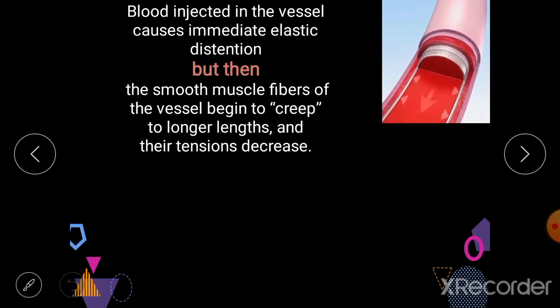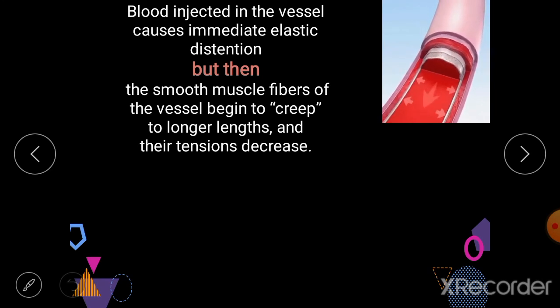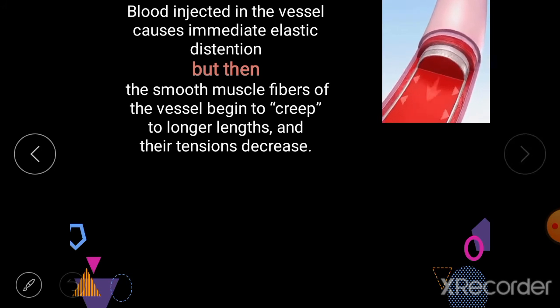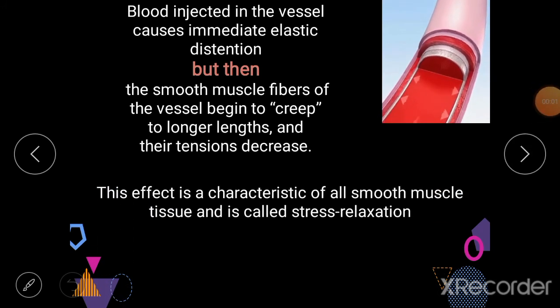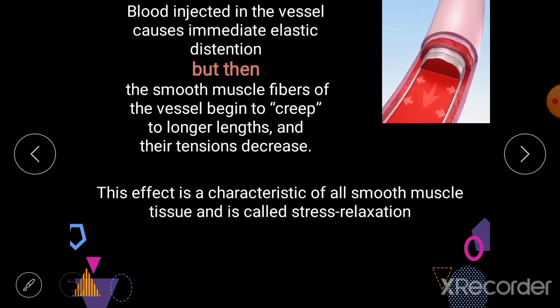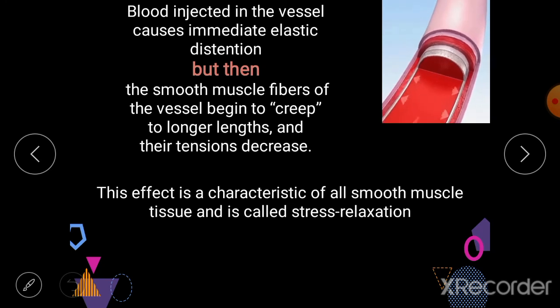So this is known as delayed compliance or stress relaxation, which is the relaxation followed by sustained stress. This stress relaxation is shown by all kinds of smooth muscle, the smooth muscles which make up the vessel walls, and even the smooth muscle which makes up hollow organs like the bladder and the stomach.